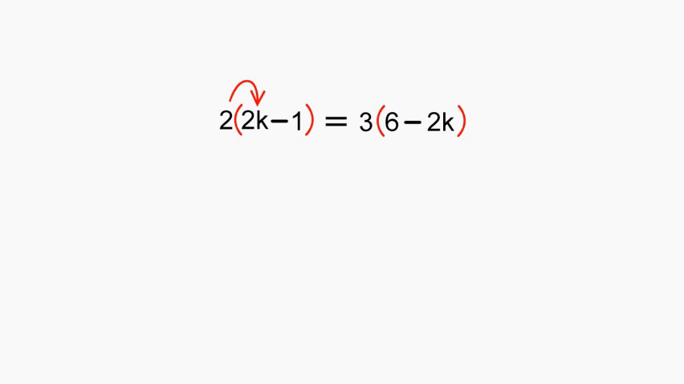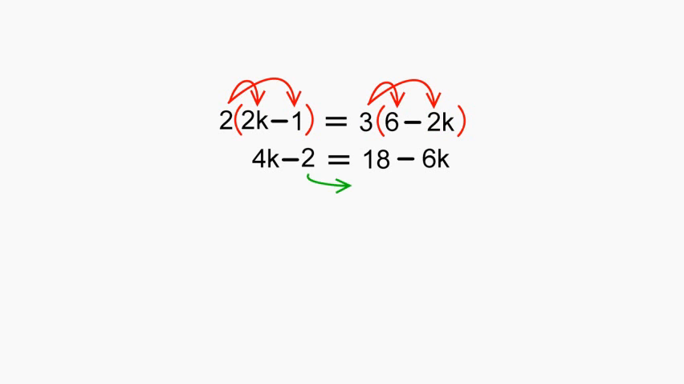On the left side I have to distribute the 2 across to the 2k and the 1. 2 times 2k is 4k, 2 times 1 is 2, and carry down the minus sign. On the right side, 3 times 6 is 18, and 3 times 2k is 6k, and carry down the minus sign. I want to move the minus 2 over to the right side and it becomes positive. Moving the minus 6k over to the left side makes it positive.